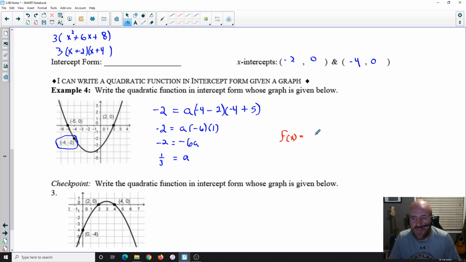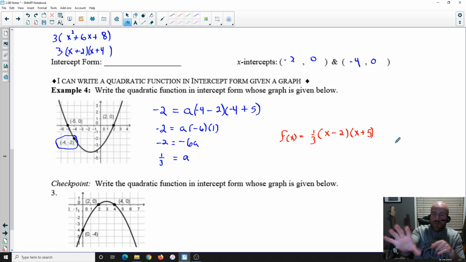So f of x equals a, which we just found, 1/3, times x, and we're going to write it the way we had it before, x minus 2 and x plus 5. So we've just created a function. Well, we didn't create it, but we were able to write the function from a graph using our standard form of a parabola. So that is the answer.